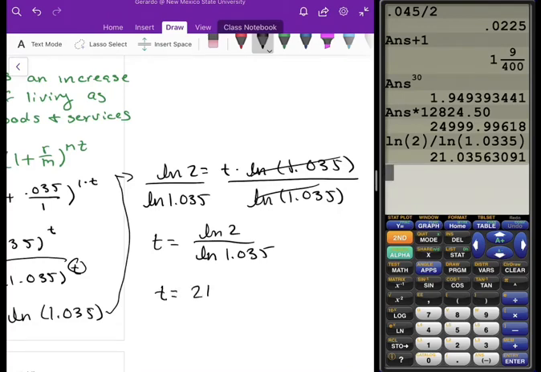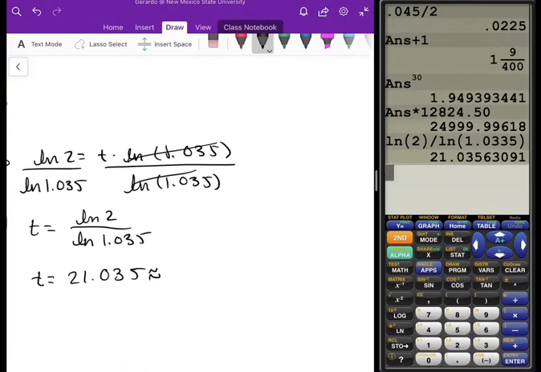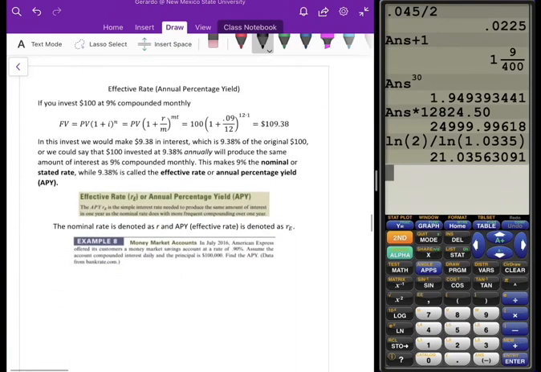So that means that time is equal to 21.035, which since this is per year, we have to go to the next year. So it's 22 years. Why am I going to the next year? Because, again, this is per year, and this is still using part of that 22nd year. So we have to go through the whole thing. So it would take 22 years for the economy to double in prices.